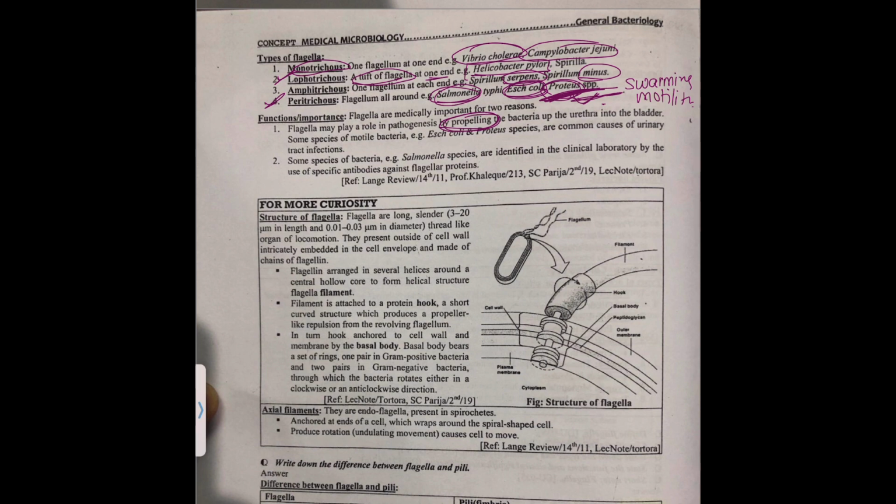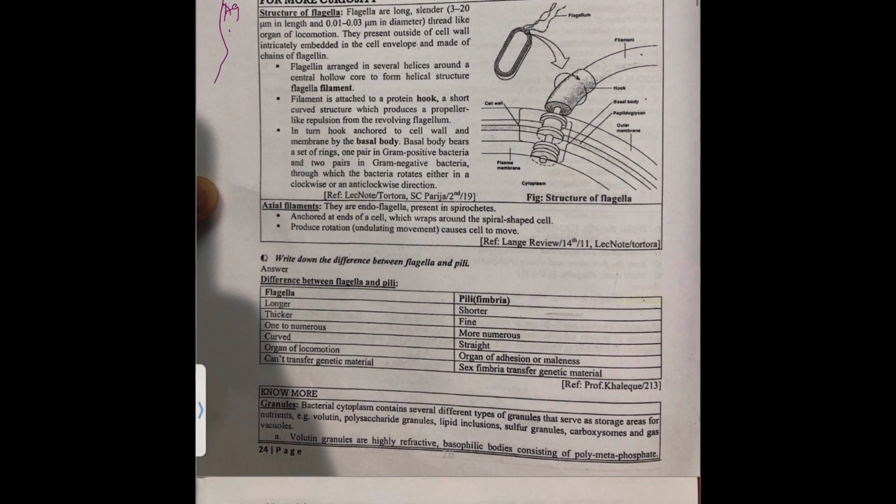And because of this movement, E. coli causes UTI. Urinary tract infection is caused by E. coli because of this flagella. And some bacteria species like Salmonella are identified in the clinical laboratory by the use of antibodies. This flagella is antigenic, so it can be identified in the lab.